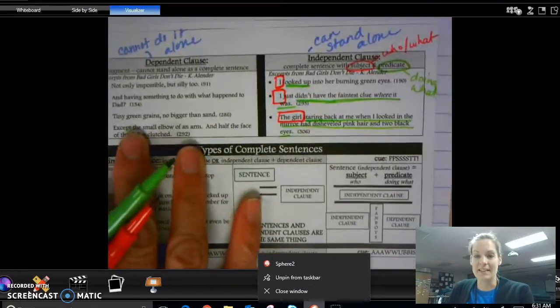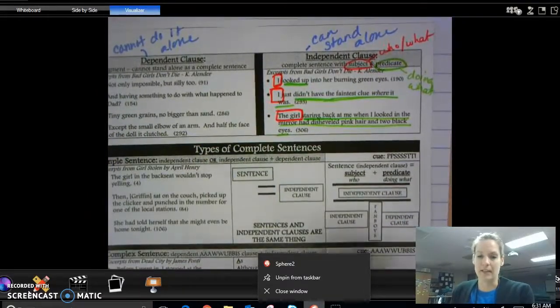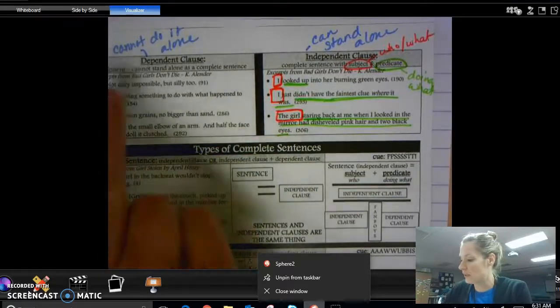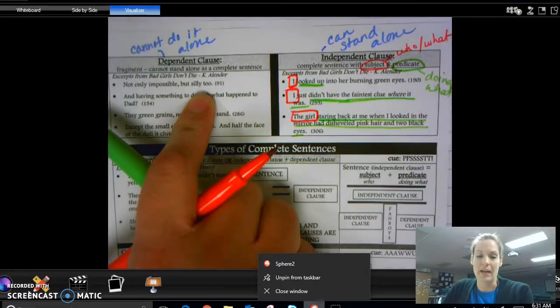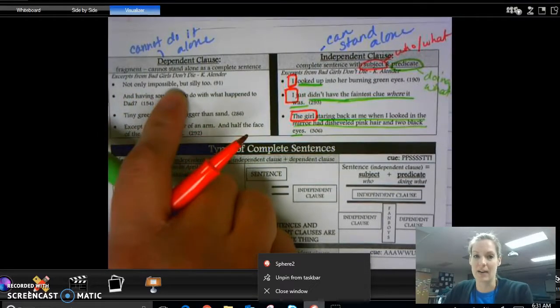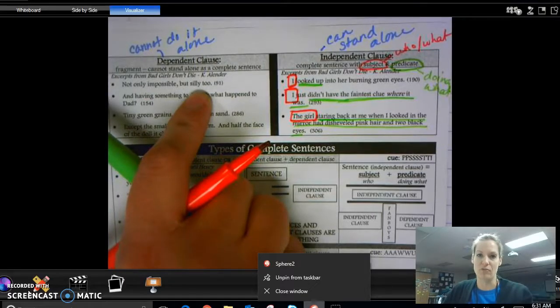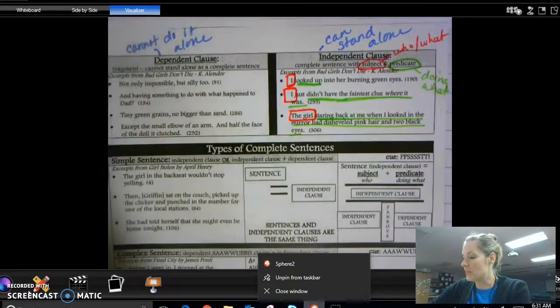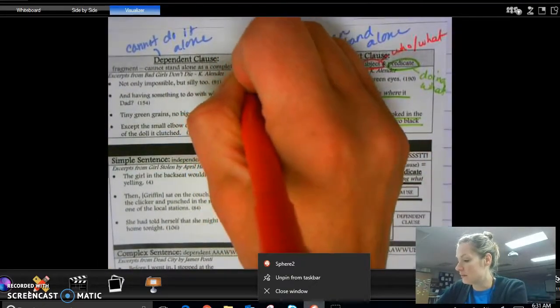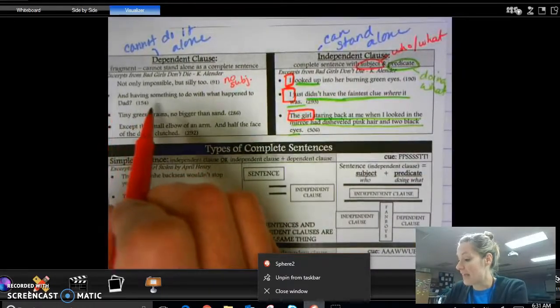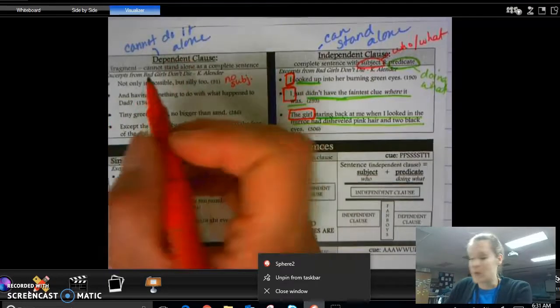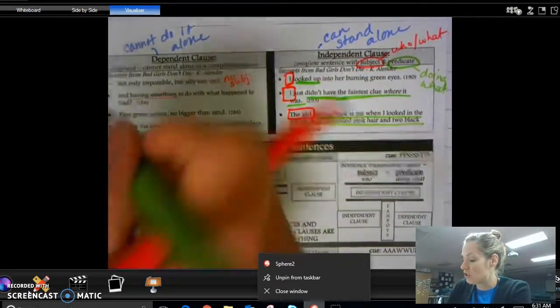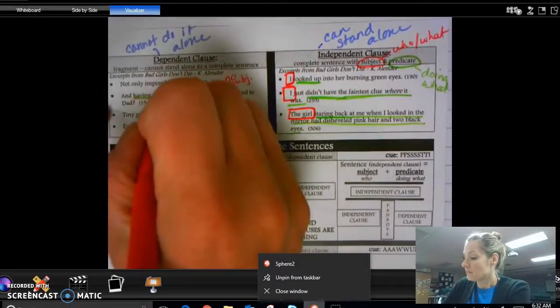Dependent clause, again, is either missing the subject or the predicate, like something, we don't know something. So if you look at this one, not only impossible, but silly too. Okay, so we kind of know what the predicate is. It's not only impossible, but silly, but we don't know what the subject is, the who or the what. What is silly? What is impossible? So this one has no subject. Okay, and having something to do with what happened to Dad. Again, we have a predicate because having something to do, but we're missing the subject.